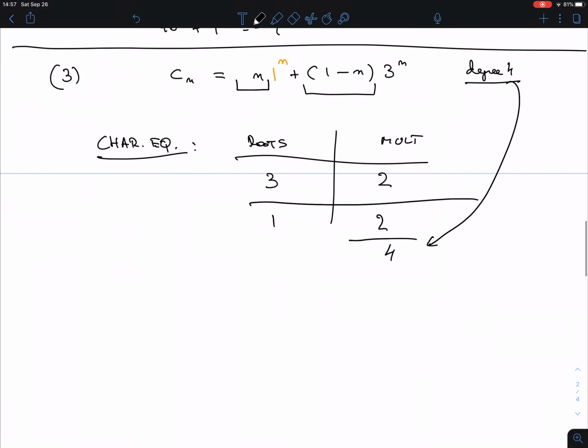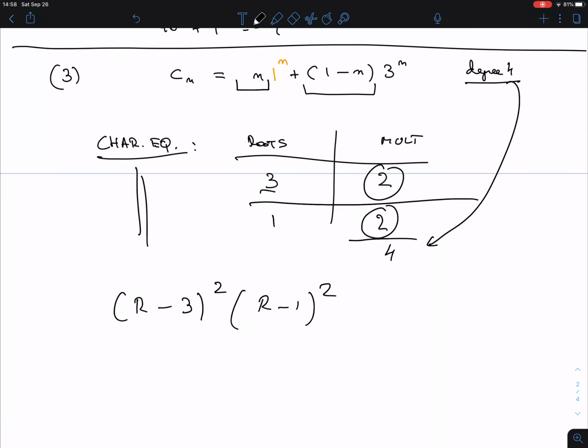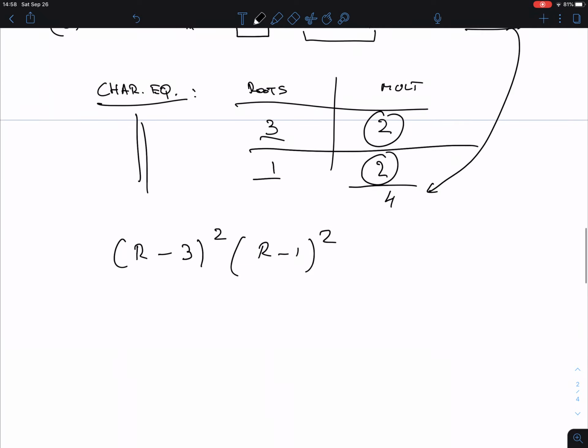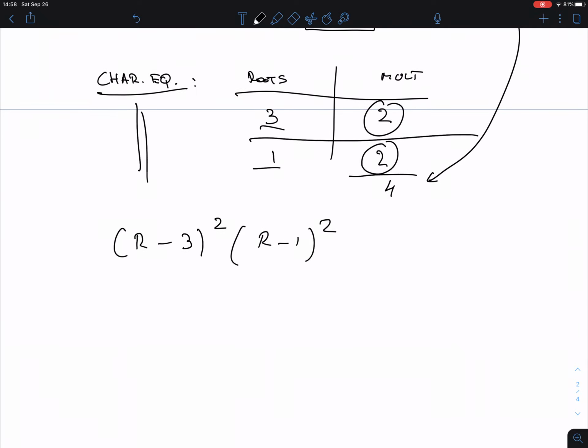Okay, so that's that. What does this now mean? We can now write down the characteristic equation because we know exactly what it looks like. The characteristic equation is (r minus 3) to the power 2 times (r minus 1) to the power 2. These are the powers and these are the roots. So this is our characteristic equation, and now the only thing I have to do is actually expand this.